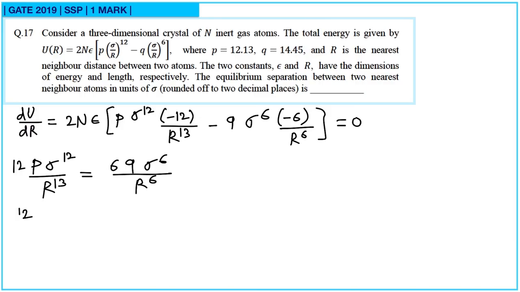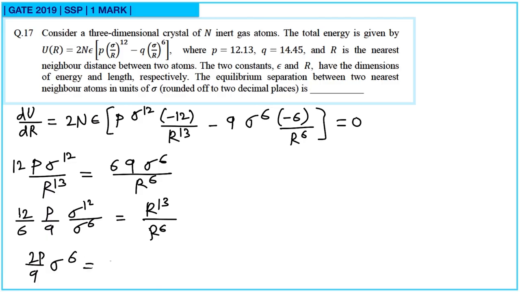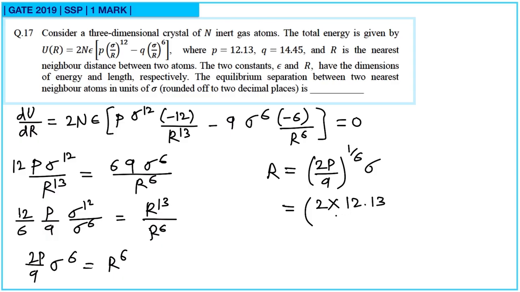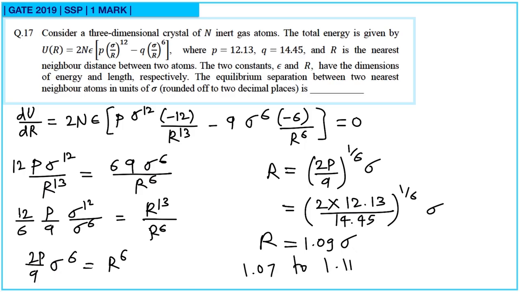So that means 12 by 6 into p by q, sigma raised to 12 upon sigma raised to 6, is equal to r raised to 13 upon r raised to 6. That means 2p by q into sigma raised to 6 is equal to r raised to 6. You can take the 6th root on both sides. So r is equal to (2p by q) raised to 1 by 6 into sigma. Value of p and q is given. So 2 into p is 12.13 and q is 14.45, whole thing raised to 1 by 6 into sigma. And this comes out to be 1.09 into sigma. So that is r. And the answer range for this question was 1.07 to 1.11.